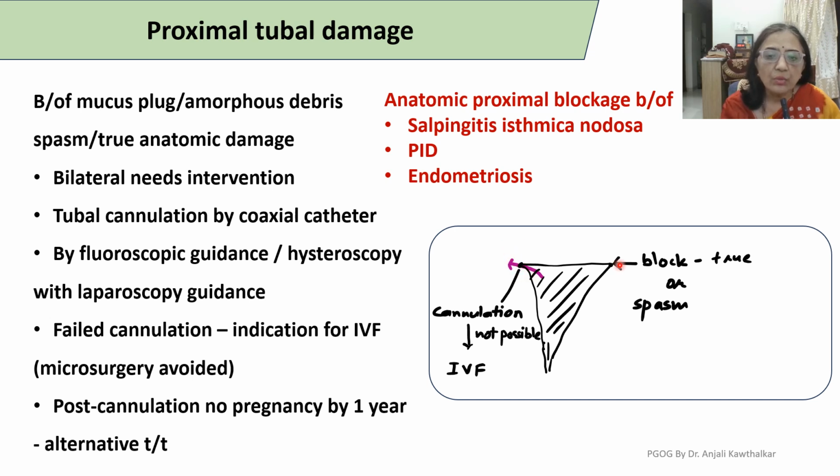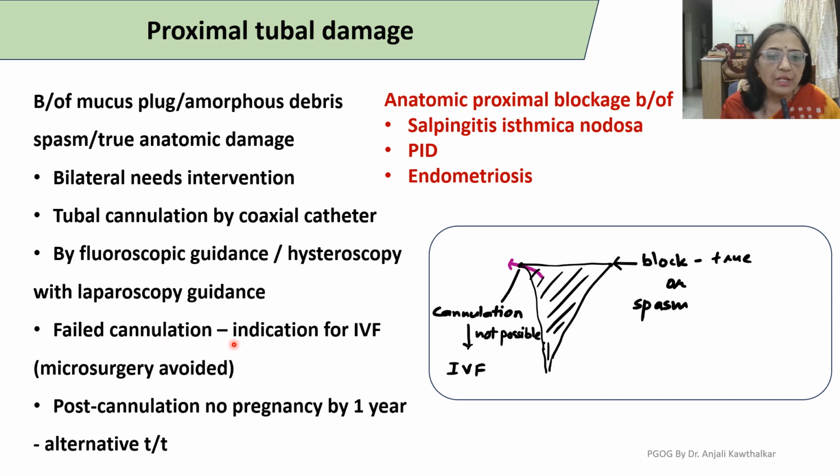As we all know, the cornu has a rich blood supply; there is anastomosis of uterine and ovarian vessels here. And if there is damage here, sometimes there can be brisk hemorrhage also. That is why, whenever the cannula is being passed, if there is any resistance the surgeon has to stop. So the threshold to stop because of resistance has to be very low for a surgeon attempting cannulation, either with fluoroscopic guidance or hysteroscopically. Because if there is a uterine perforation at the level of the cornu, it can lead to major intraperitoneal hemorrhage also.